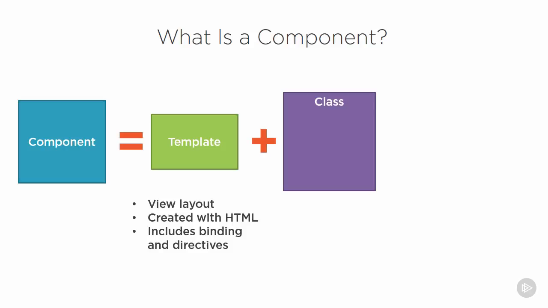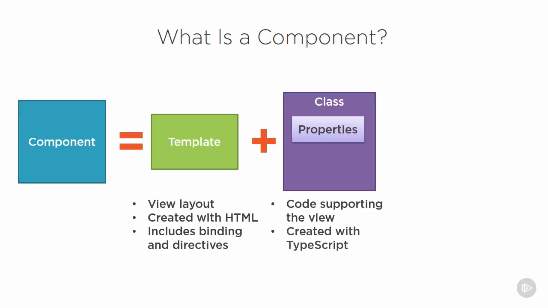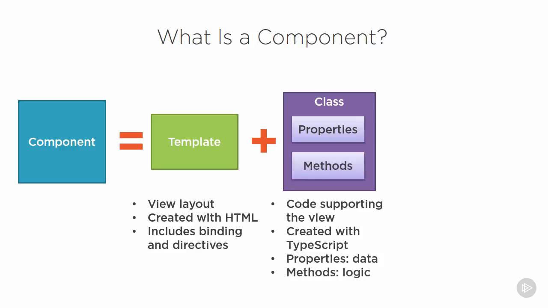Add to that a class for the code associated with the view. The class is created with TypeScript. The class contains the properties or data elements available for use in the view. For example, if we want to display a title in the view, we define a class property for that title. The class also contains methods, which are the functions for the logic needed by the view. For example, if we want to show and hide an image, we'd write the logic in a class method.